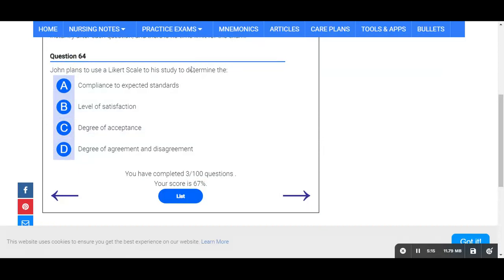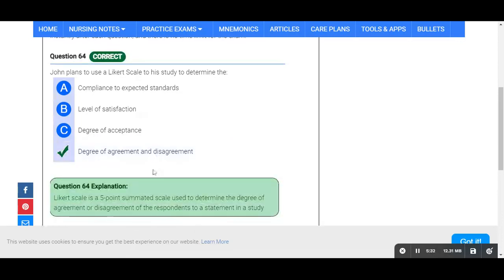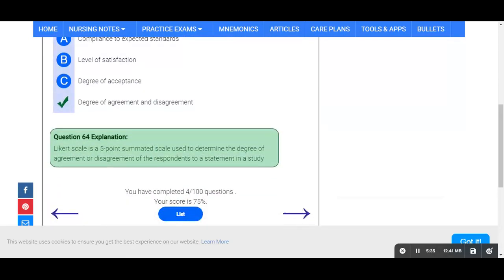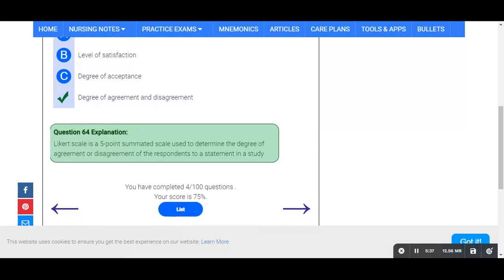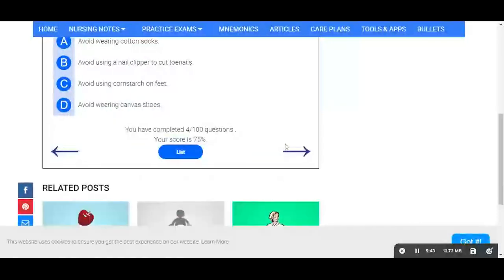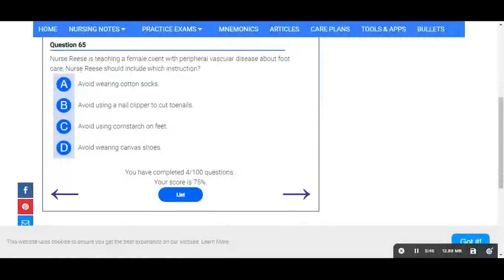Next one. John plans to use a Likert scale in his study to determine the compliance to expected standards, level of satisfaction, degree of acceptance, degree of agreement, and disagreement. I'm very familiar with the Likert scale because this is what we used in our research study. It's about agreement and disagreement. A Likert scale is a 5-point summated scale used to determine the degree of agreement or disagreement of the respondents to a statement in a study. Now, next one. We're at question 65.